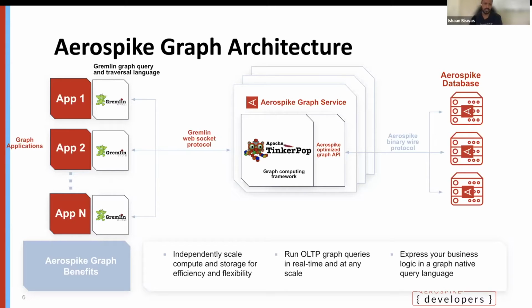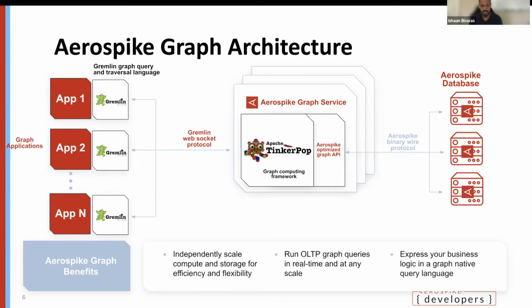The way you use it is by integrating the query language within your application. We currently support Gremlin out of the box. So you can integrate Gremlin queries within your application, point them to one or more Aerospike Graph service instances, and run your applications. And all of the magic behind converting those queries into the underlying Aerospike API is done by the Aerospike Graph service instances.